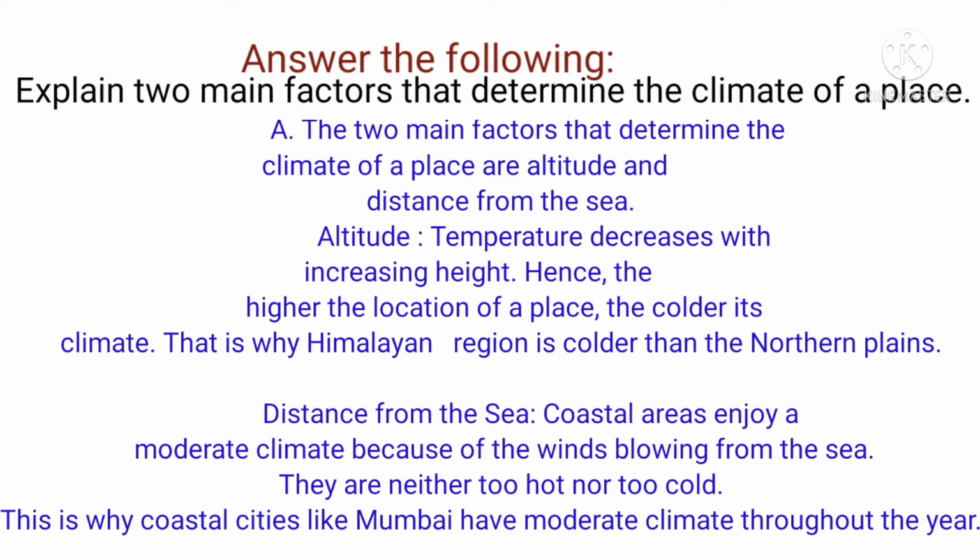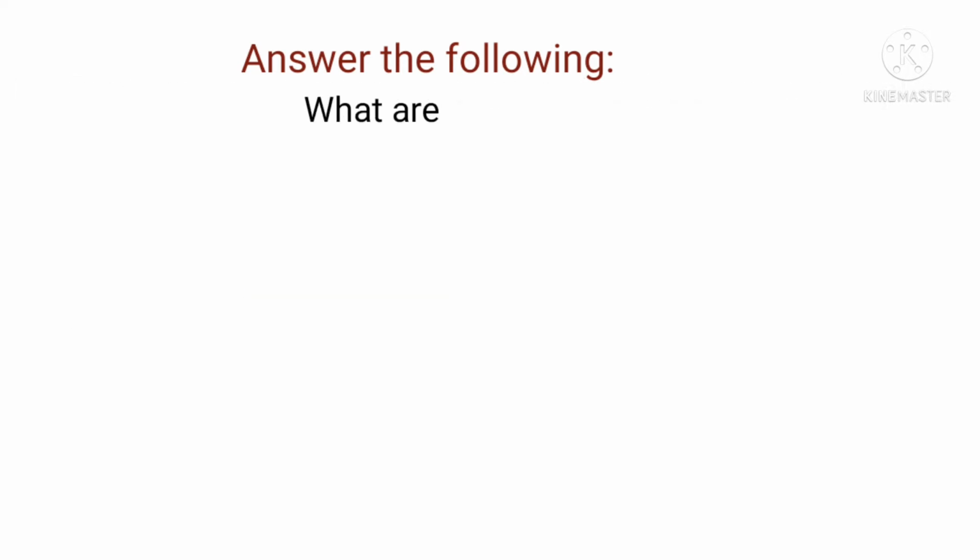Distance from the sea. Coastal areas enjoy a moderate climate because of the winds blowing from the sea. They are neither too hot nor too cold. This is why coastal cities like Mumbai have moderate climate throughout the year.